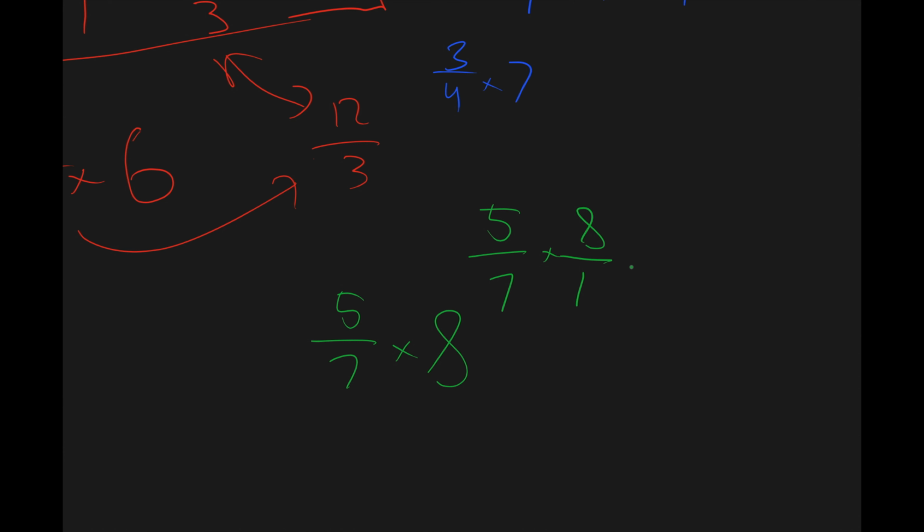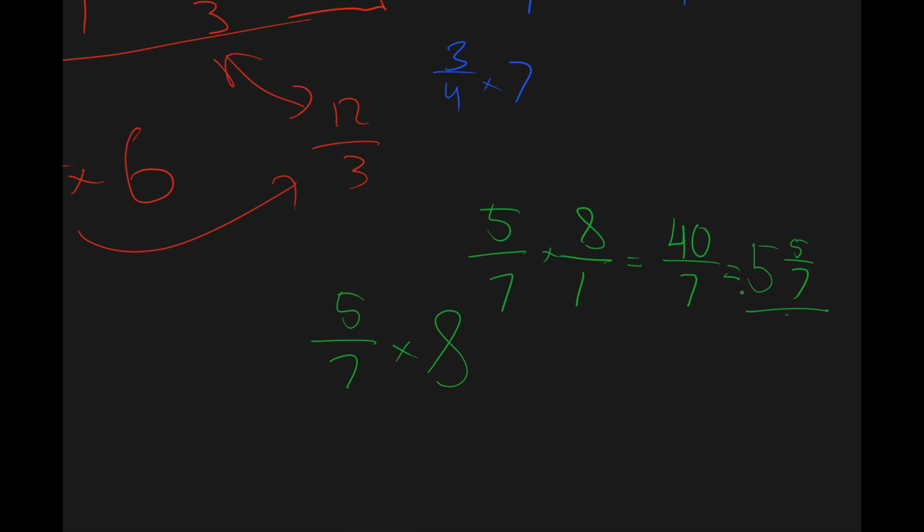We have 5 times 8, 40. 7 times 1 equals 7. And then 7 times 7 equals 49, 7 times 6 equals 42, and 7 times 5 equals 35. So we have 5 and 5/7 is our answer.